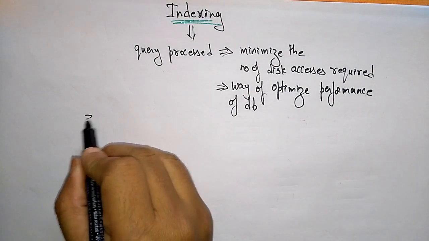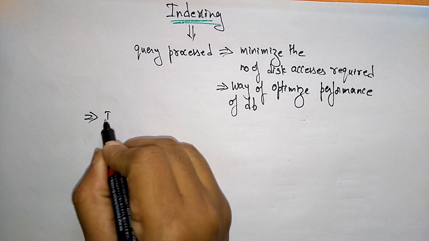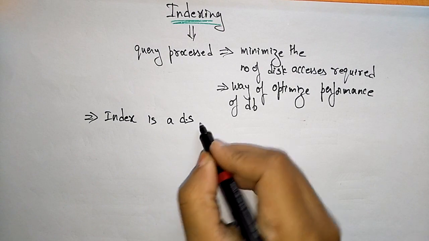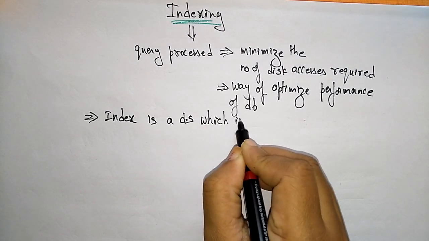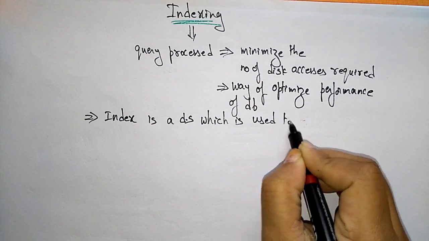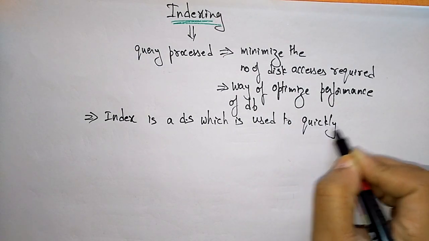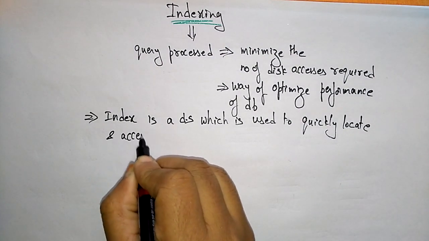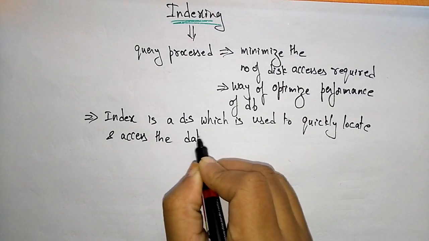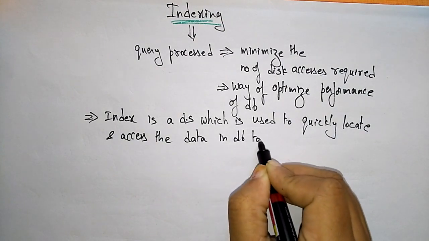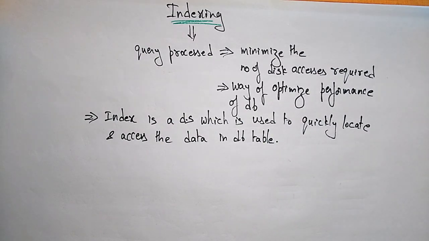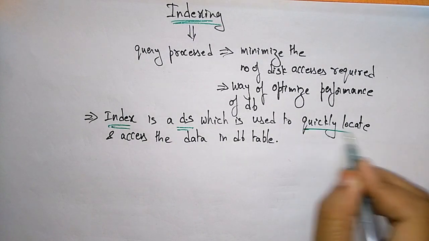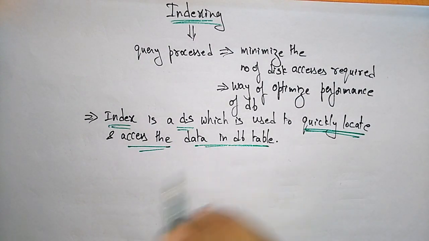So let us see what is an index. Index, you call it a data structure. Okay, index is a data structure which is used to quickly locate and access the data in a database table. So that you call it as index. So index is nothing but a data structure value which is used to quickly locate and access the data in a database table.